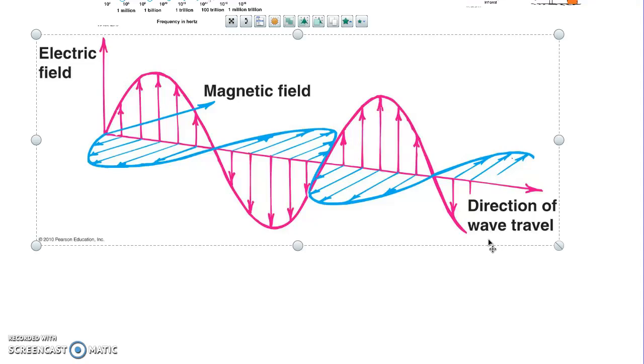Now, the quicker the object is vibrating, the higher the frequency of the wave. If you remember waves, that would be one wavelength. How many wavelengths go by per second would be the frequency. If it's how many go by per second, we usually call it hertz, the number of hertz in that electromagnetic wave.